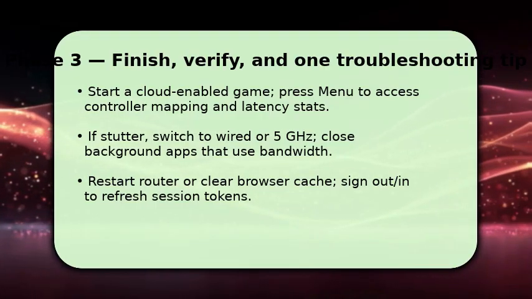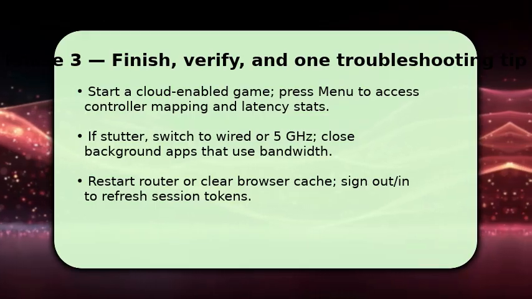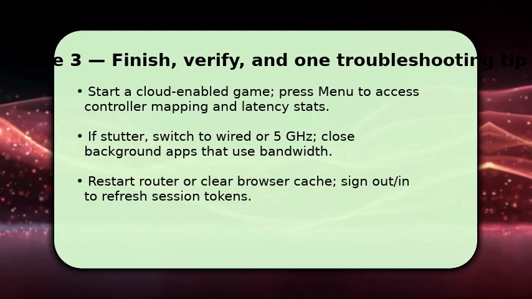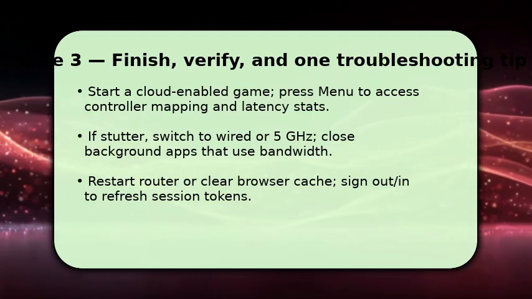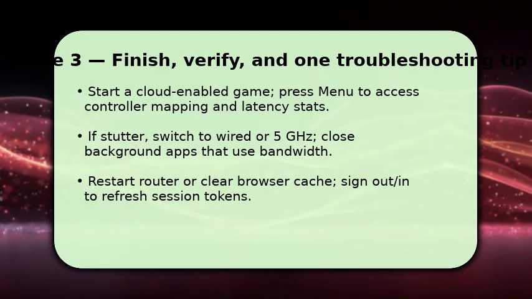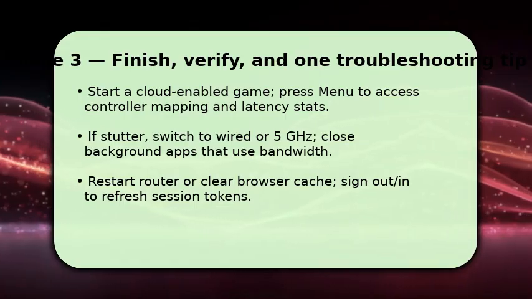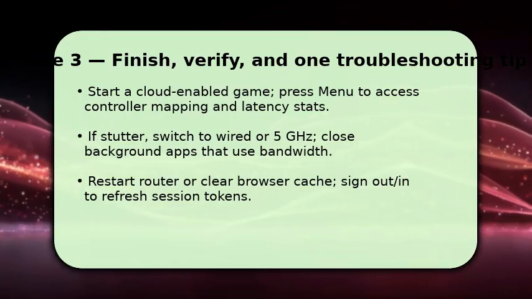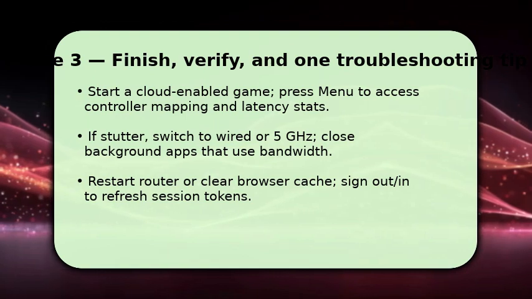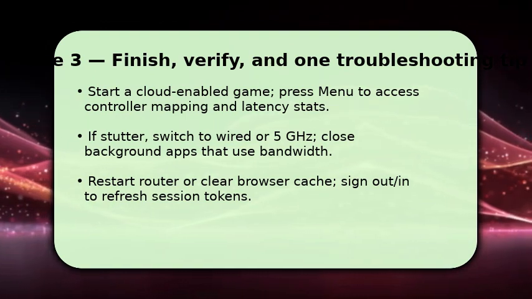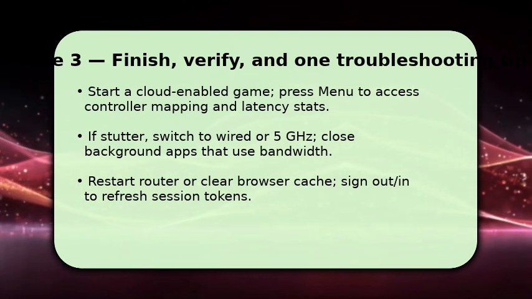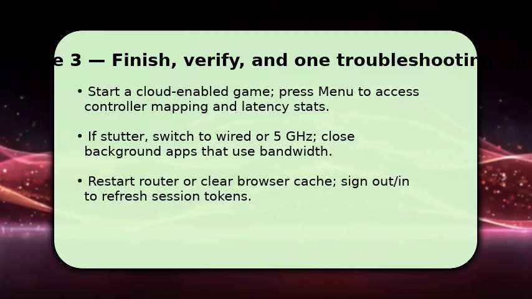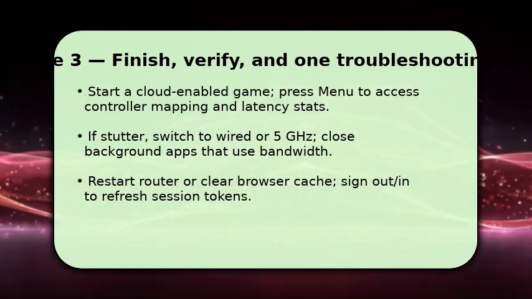If gameplay stutters, move to a wired connection, select 5 GHz Wi-Fi, or lower the streaming bitrate, because bandwidth and latency are the usual culprits. If you still see problems, restart your router and sign out, then back into the Xbox app to refresh session tokens. One key troubleshooting tip: clear the browser cache or app storage before retrying, as stale files.